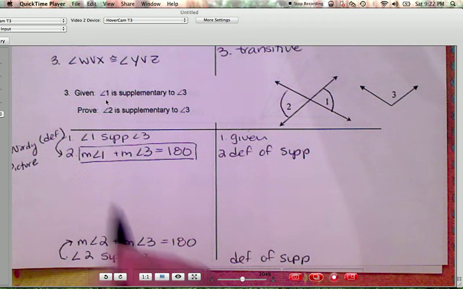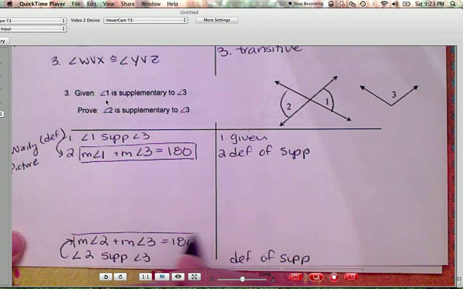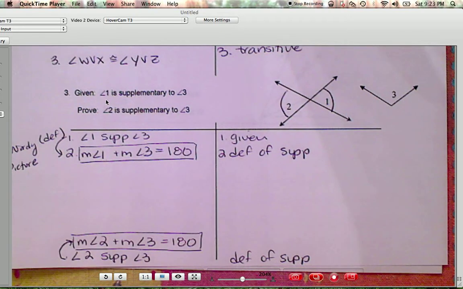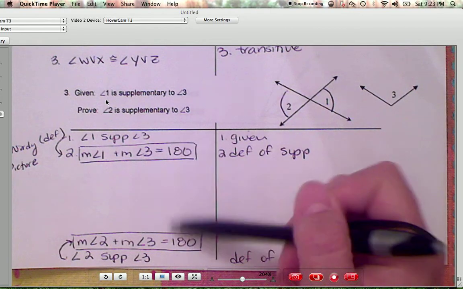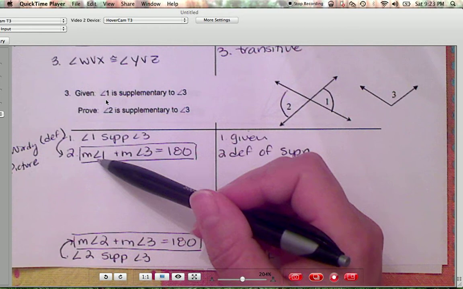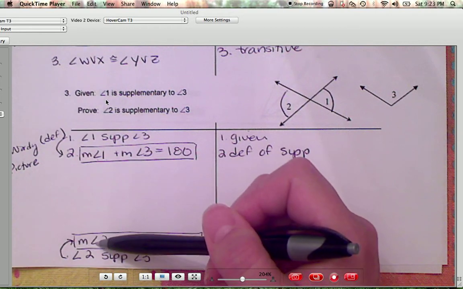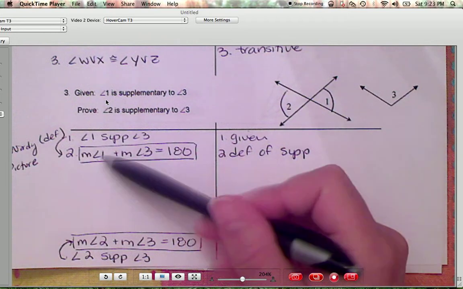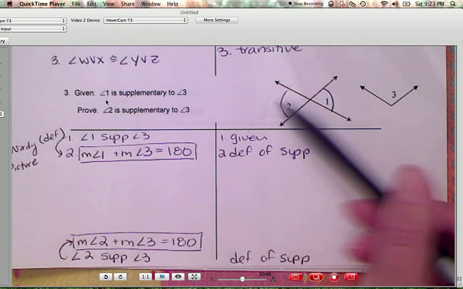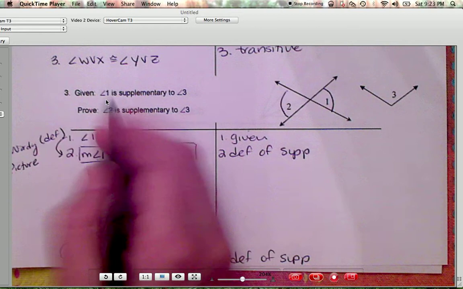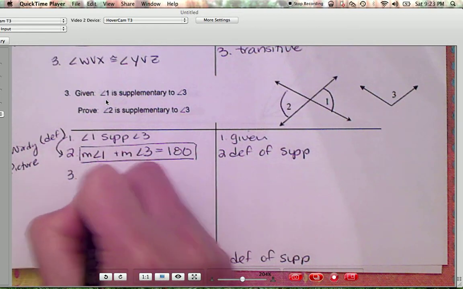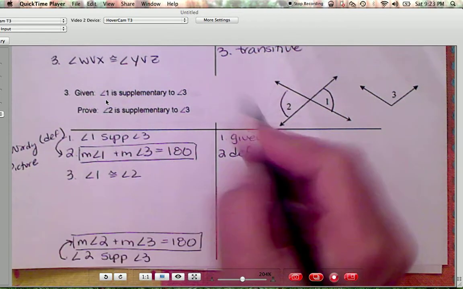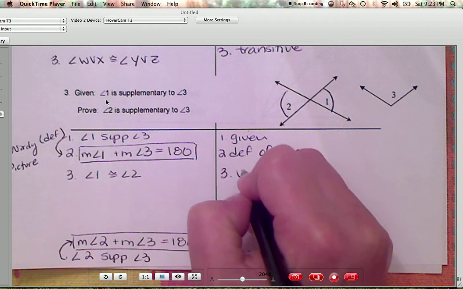We're at 1 plus 3 equals 180. We're trying to get to 2 plus 3 equals 180. So you want to think about what the difference is between these two statements. The only difference is, instead of angle 1 here, we have angle 2 in its place. And it is because they are vertical that we are able to swap those out, because they are equal to each other. So that will help us. So we'll go ahead and add that. Angle 1 is congruent to angle 2, and that comes from the picture.